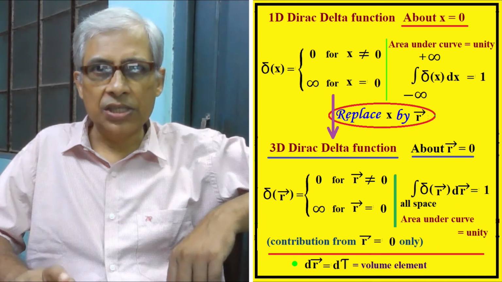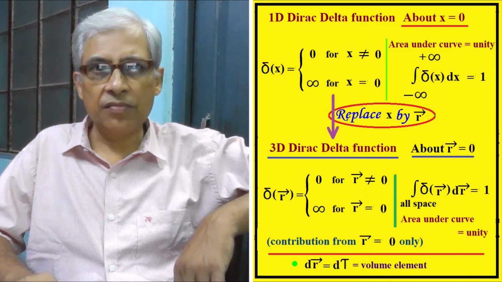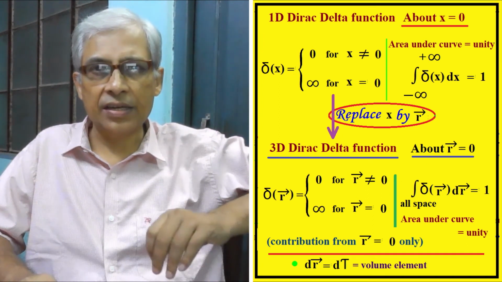Note that d of vector r is actually d of tau, representing volume element as specified in the last line of the slide.